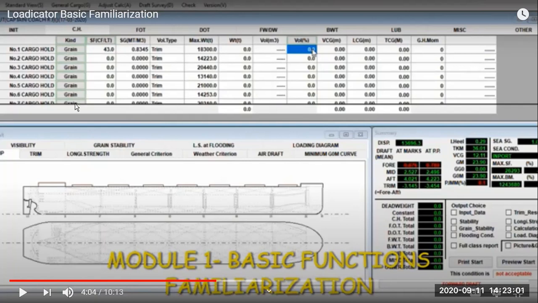So suppose we are loading grain now. We put the stowage factor in cubic feet per long tons, or we can put the density. Then it is trimmed or untrimmed compartments for bulk carrier. So the maximum weight with this density which can come in the hold is present here. Then we enter the volume percentage, how much we want to fill the cargo hold, and with that it will show what is the weight of the cargo and grain heeling moments, center of gravity, and all the details.